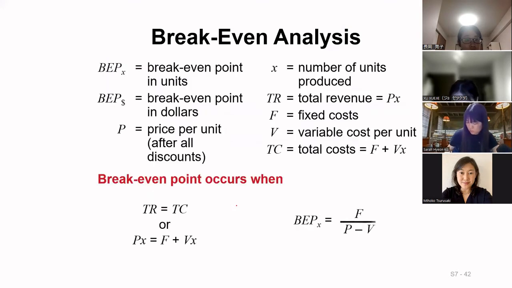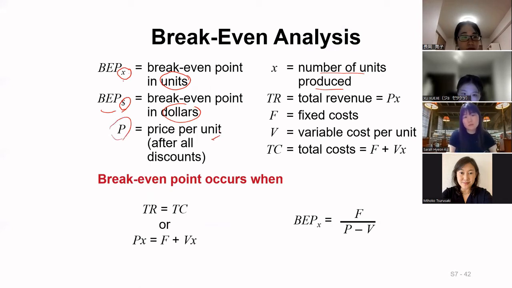Those are ignored. Now, there's too much formula here, but don't worry. This is BEP X, the break-even point in units. X is the number of units produced, so X is the quantity. BEP dollar sign is the break-even point in dollars. So you can determine both break-even for units and dollars. P is the price per unit, and we assume after all discounts, I mean the net price. TR is total revenue, which is P times X. What is P? Price. What is X?